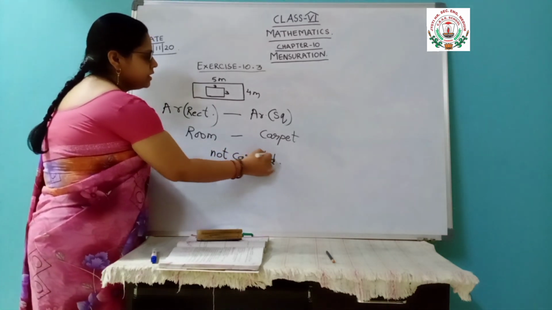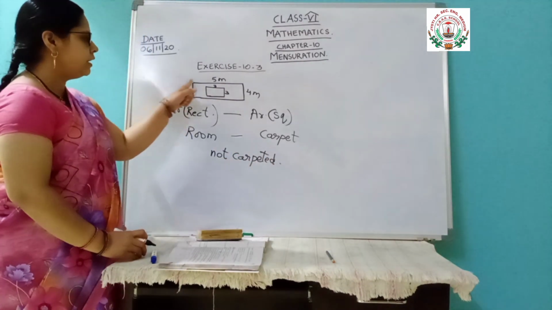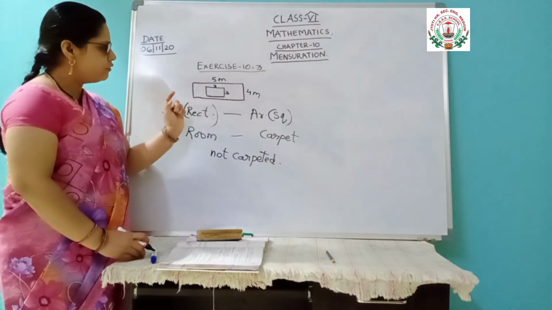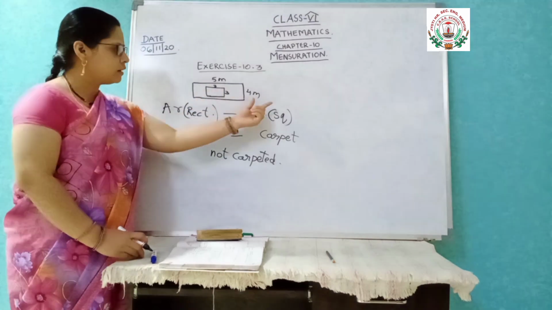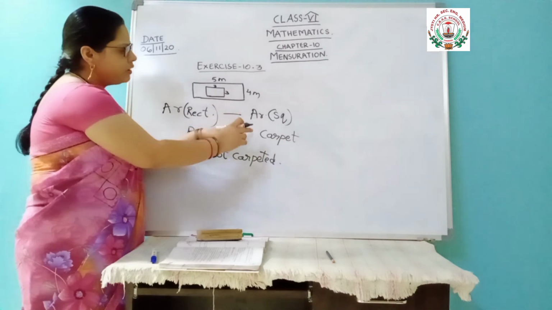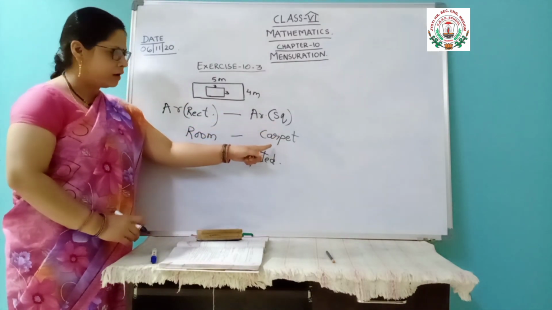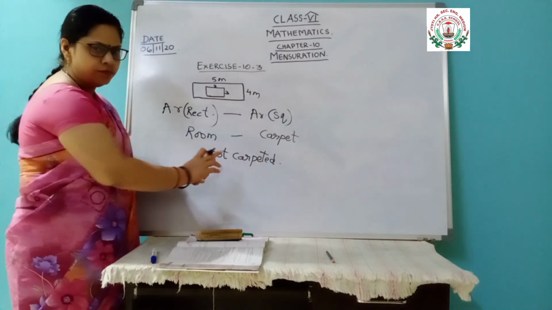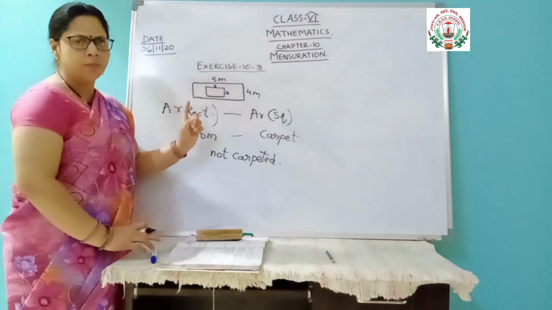The meaning is clear? First you will find out the area of the whole room. Then you will find out the area of this square carpet. Then from the whole area of the room, you will subtract the area of this square carpet. Then you will get the area of the space which is not carpeted.